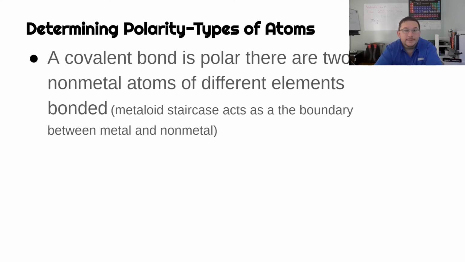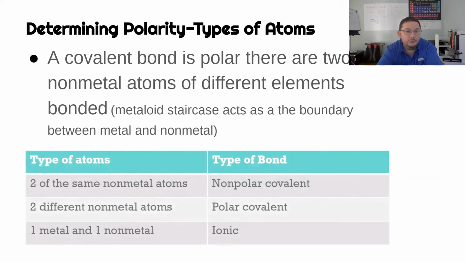All right, and secondly, types of atoms. A covalent bond is polar if there are two nonmetal atoms of different elements bonded. I actually misspelled metalloid staircase there. Metalloid staircase acts as the boundary between metals and nonmetals. So we're going to say if it's to the left of the metalloid staircase, it's a metal. If it's to the right, it's a nonmetal. Rarely will we ask you about the metalloids bonded to things, but just for the sake of this particular situation here, we're going to use the metalloid staircase as a finite boundary.